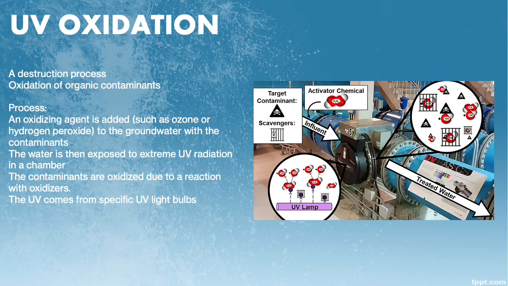On the top left, it shows the target contaminant, which is going to be the groundwater with the contaminants in it entering the chamber. Then it shows the area with the specific UV light bulbs on the UV lamp. This is where the UV radiation process will occur. And then on the right, the treated water will come out of the chamber.